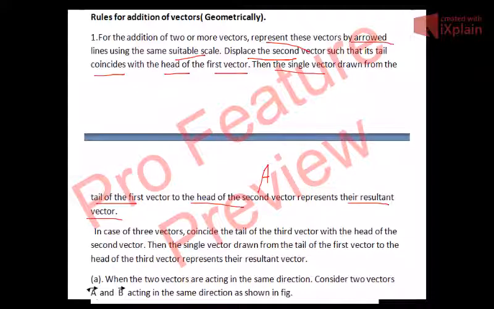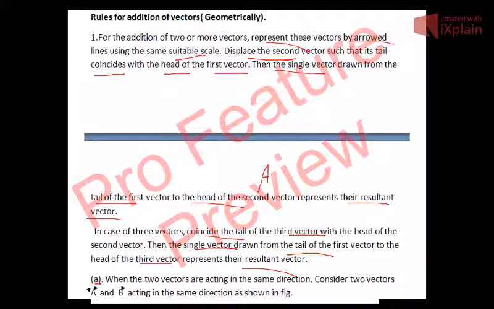Similarly, in case of three vectors, coincide the tail of the third vector with the head of the second vector. Then draw a single vector from the tail of the first vector to the head of the third vector, that is C. So that we get their resultant vector.